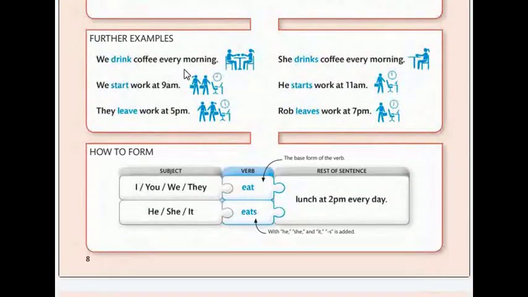Examples. We drink coffee every morning. We start work at 8 a.m. They leave work at 5 p.m. She drinks coffee every morning. He starts work at 11 a.m. Rob leaves work at 7 p.m.